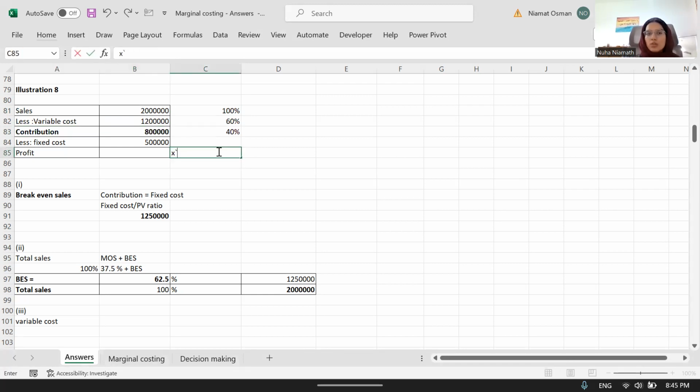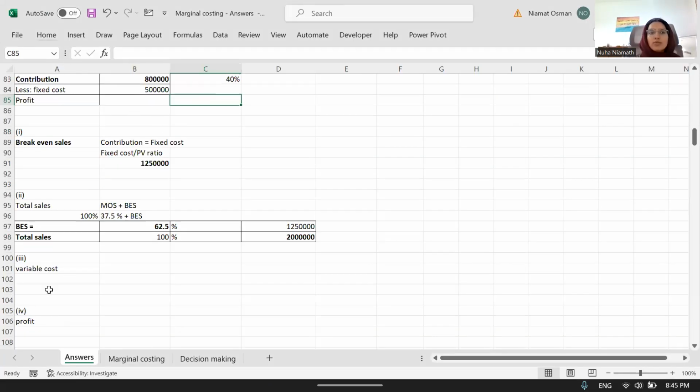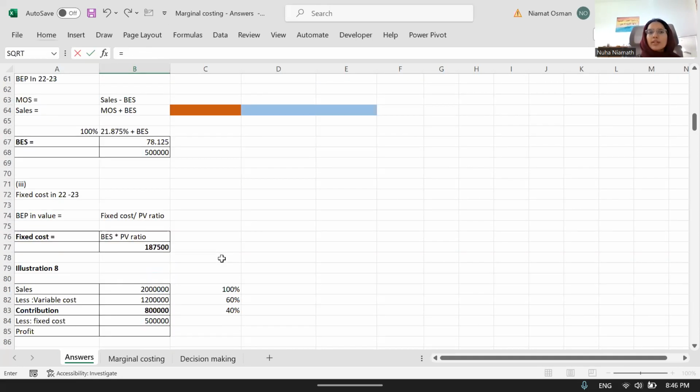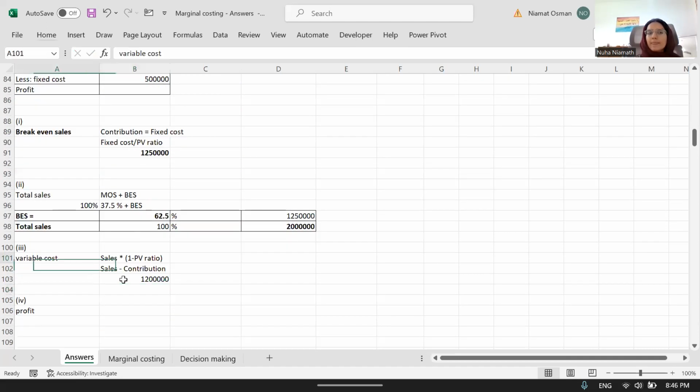So what is the next thing that is being asked? Next thing that is asked is total variable cost. So now instead of putting it in the table format, we'll go here and write: what is variable cost? Sales into 1 minus PV ratio, correct? Or you can say sales minus contribution. Multiple ways of putting it. It's your wish. Just the value has to be correct. So we have already gotten our variable cost as 12 lakhs.